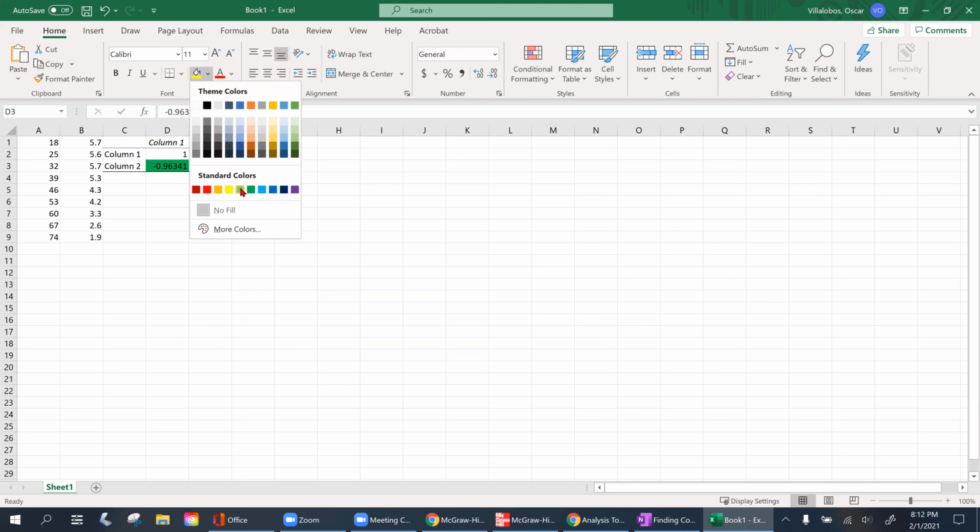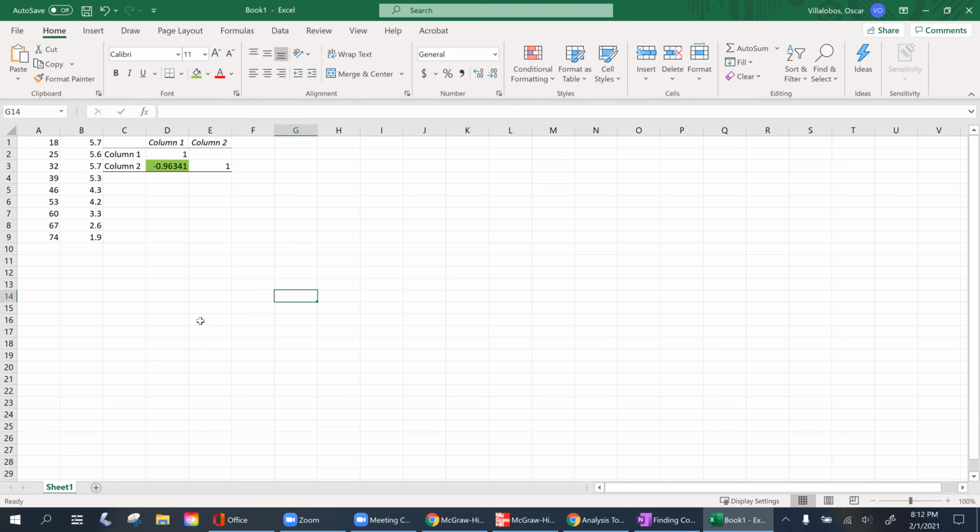And let's mark it green. That right there is your correlation. That is your correlation value. So in other words, r is equal to negative 0.96. So what can you tell me about that? Is this a good model?